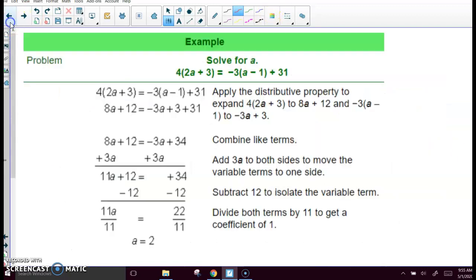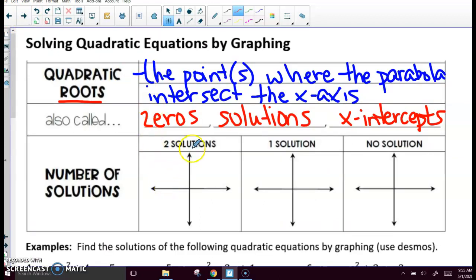When we solved linear equations, when we were solving for x, we might have gotten a solution. Sometimes we got no solution. Sometimes we got all real numbers, so we had some options. Well, with quadratics, we might have two solutions, one solution, or no solutions. Those are our only three options when we're solving quadratics.